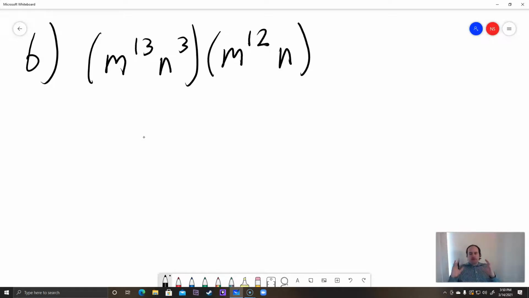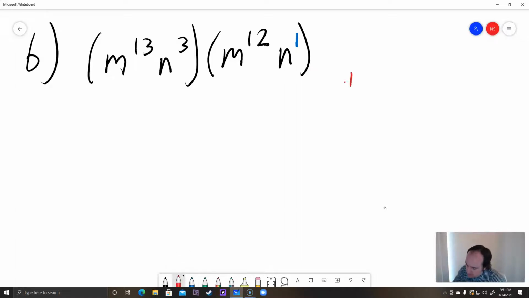Okay, so we have two sets of parentheses. In the first set of parentheses, we have m to the 13 times n to the 3, which is the same as n cubed. And then in the second set of parentheses, we have m to the 12 times n. And remember, if it's just n like that, if it's just a single letter, a single variable, that's the same as n to the 1. So I'm going to go ahead and write in a 1 there. All right, so when you have two variables or even three variables, you can only combine variables that have exactly the same base. Okay?